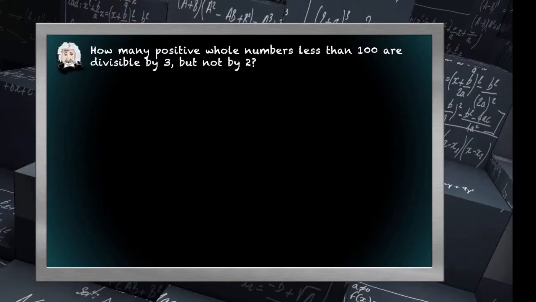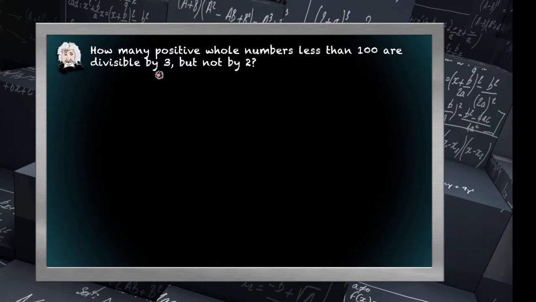How many positive whole numbers less than 100 are divisible by 3 but not by 2? The written solution is just fine for this, but there's also another way to look at it, and since we like to show you different ways to approach problems or visualize them, I think this one might be useful, and it might actually make the solution faster.